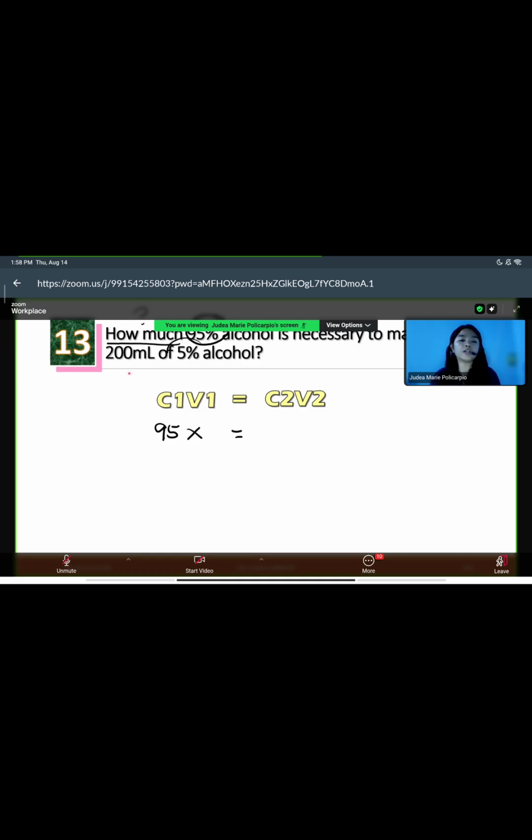Sino ba yung pangalawang concentration na nakita natin sa problem? 5%. So let's make it your C2. At sino yung volume na kapartner ng C2 natin? Etong 200 ml. So 200 ml will serve as your volume number 2.